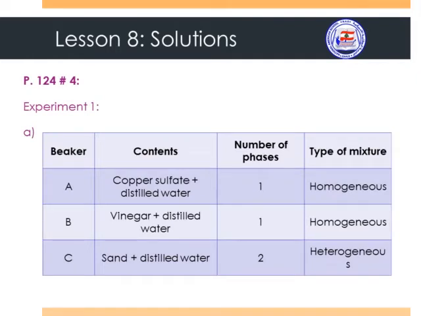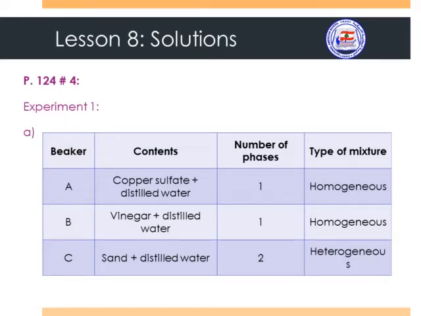Page 124, number 4. A student conducted two experiments and these experiments are not related to each other. So in experiment 1 we have 3 beakers A, B, C, and in each beaker we have different components. Based on the given we have to answer parts A, B, and C. So in beaker 1 we have copper sulfate and distilled water. Together they form one phase, which means it's a homogeneous mixture.